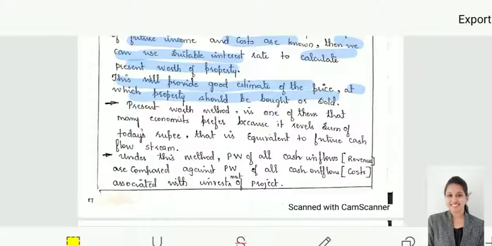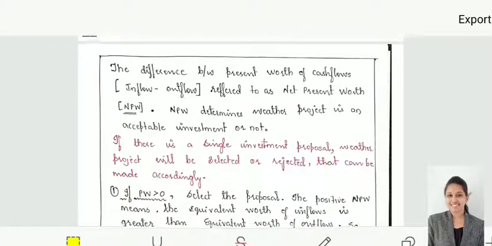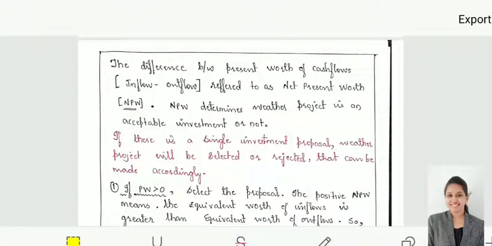Under this method, the present worth of all the cash inflows, what we call revenue, is compared against the present value of all the cash outflows, that is the cost associated with the investment in the project. The difference between the present worth of the cash inflow minus outflow is referred to as the net present value. This is very important. The net present value determines whether the project is an acceptable investment or not.